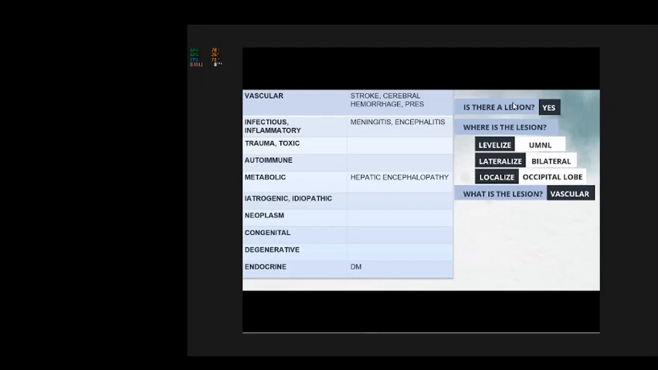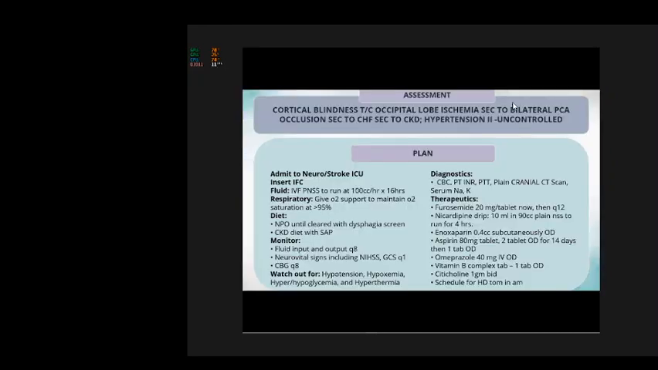Stroke. Okay, I'm glad that you mentioned press there. So we'll get to that. That's actually my second differential. Okay, next slide. So this one. So aspirin, furo, nicardipine drip. What's your target BP for this case?